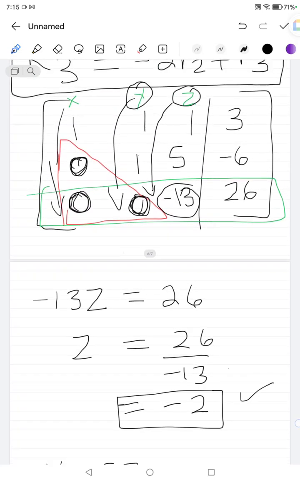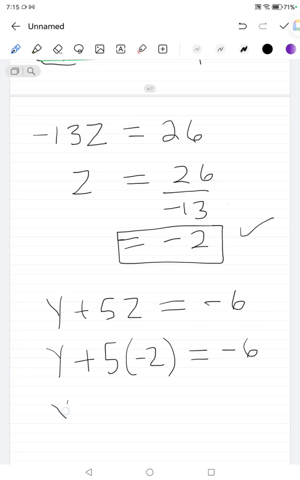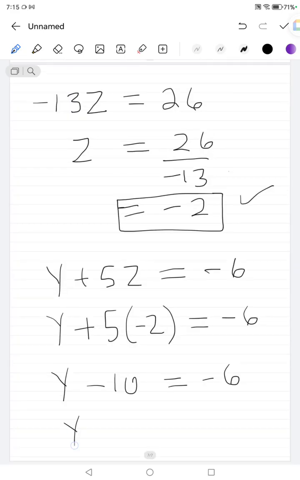Your y plus your 5z is equal to minus 6. But we've already worked out your z, that is minus 2. You will have y plus 5 times minus 2, equals minus 6. So this is the same as y minus 10 equals minus 6. Then y is equal to minus 6 plus 10.